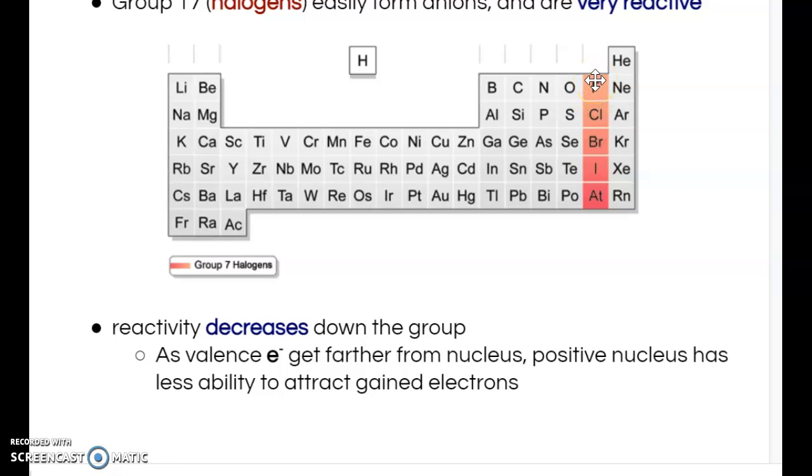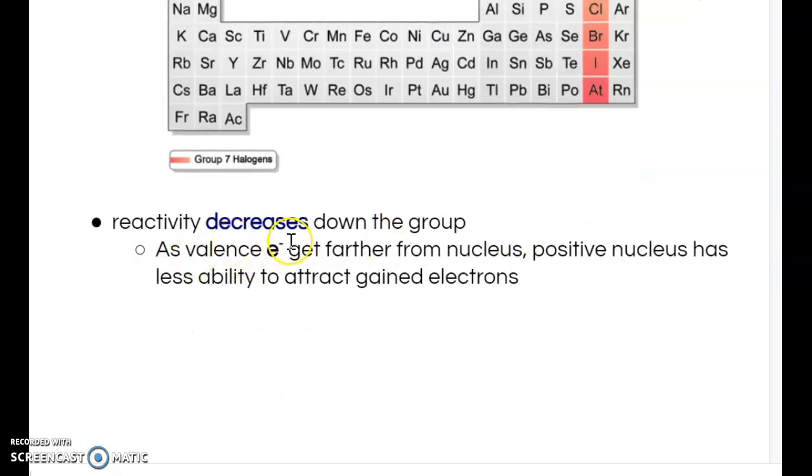Why? Because as you increase orbitals, 2, 3 orbits, 4 orbits, 5 orbits, 6 orbits, you're getting farther and farther away from the nucleus. And what's in the nucleus? Protons, and protons are positively charged. So the farther away you get from the nucleus, the less attraction those electrons have to the atom in order to gain that electron. So as you go down, it gets less and less reactive because of the size of the actual atom itself.